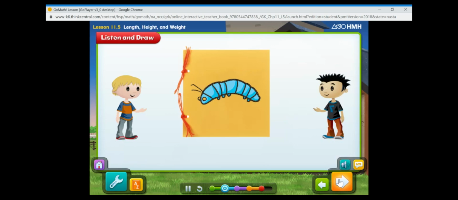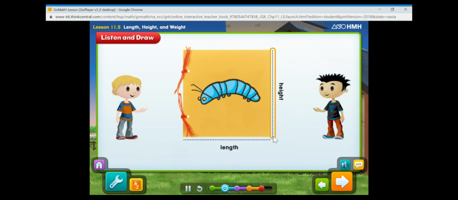Let's get started. These 2 boys are wanting to measure their book. They know they can measure in some different ways. This line here on the bottom, running left to right, is measuring the length of the book, how long or short it is. The next line here measures the height. This line runs from bottom to top of the book to measure how tall the book is.